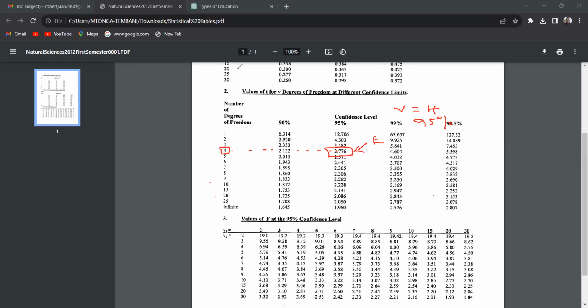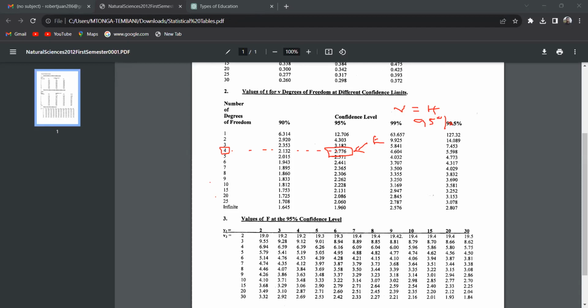Okay? Are you okay with how you obtain the confidence limit level? Yes, it is okay. All right.